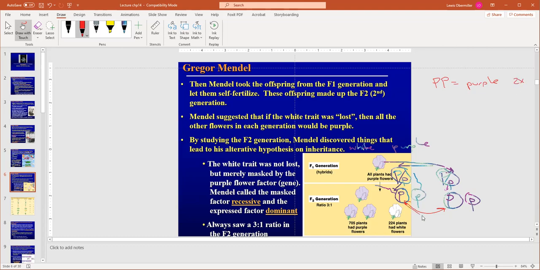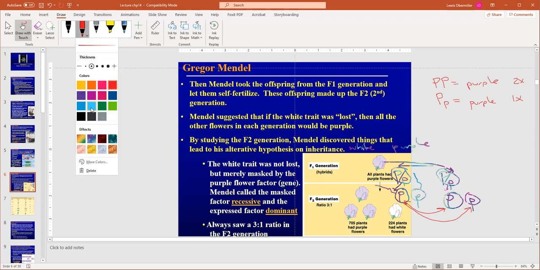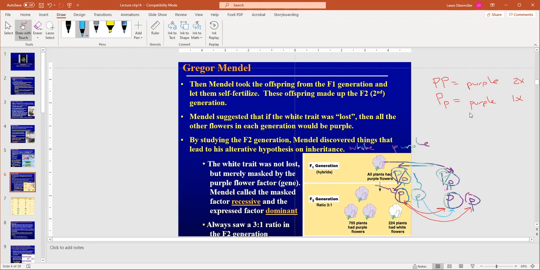Now, if this sperm could fertilize this egg, what will we get? Big P, little p. And that would also be purple, but it would be one dose, which is enough to make it purple, just like the paint example. Then I'll switch colors here so it's not so confusing. So this sperm could fertilize this egg, and what would we get? We would get little p, big P. Doesn't matter which order, we can flip them around, but it's still going to be purple, right? And it'll have one dose.